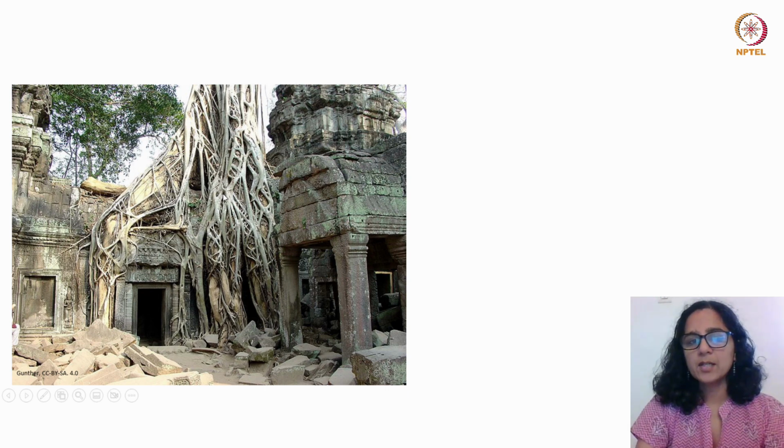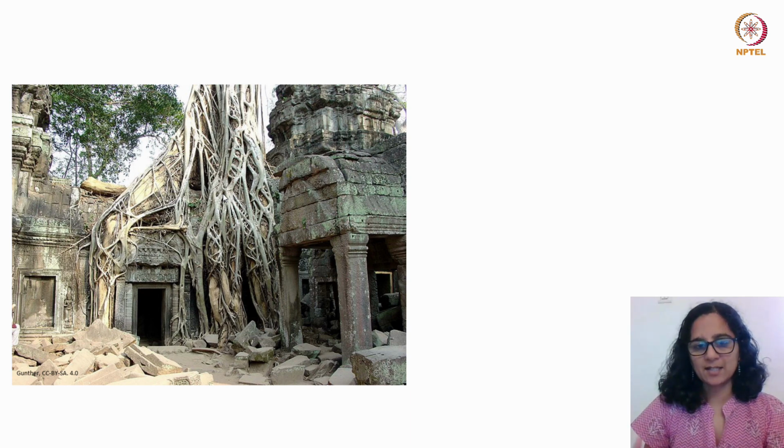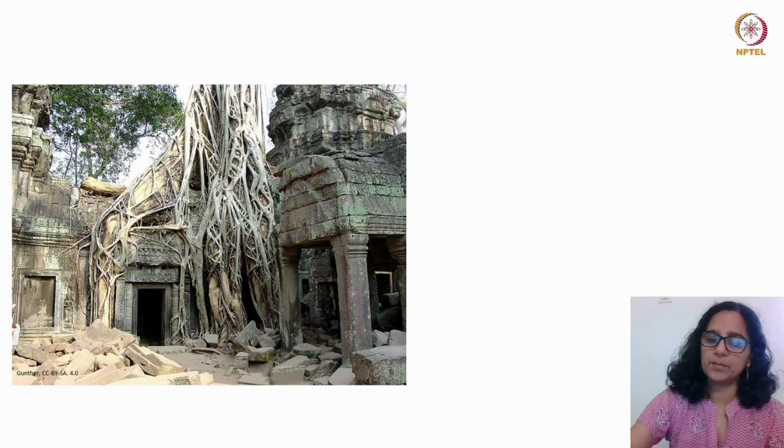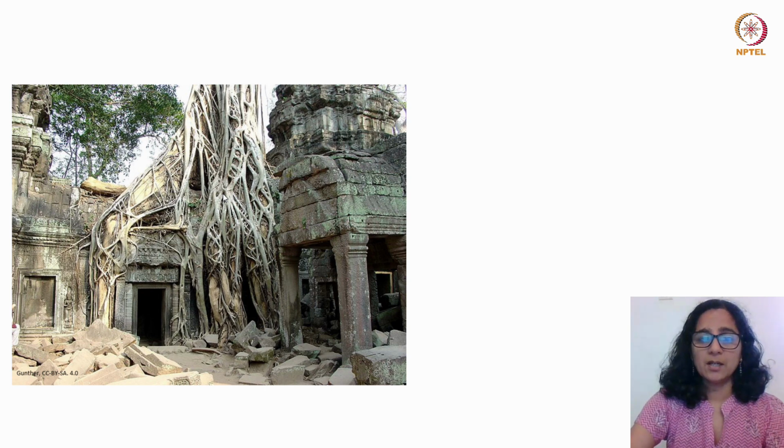Another tree which you may or may not have seen is known as strangler fig. When it grows as a young tree, it takes support of another tree, and then eventually that support tree dies. It strangles that, and then this becomes a really big tree. This is a photograph of an abandoned or broken down temple where a strangler fig has come out.